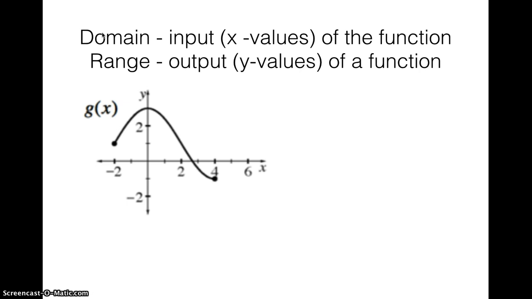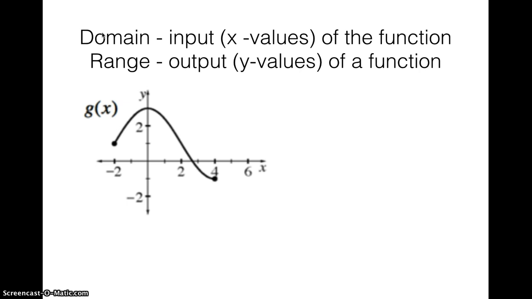Domain and ranges. So domain, those are the input values. Those are the x values. The range is the output y values. So we have this function g of x, and I want to try to explain what the domain and the range is for both functions. So I need to figure out what the possible x values are.